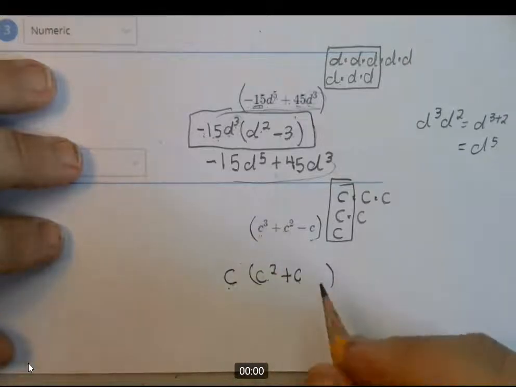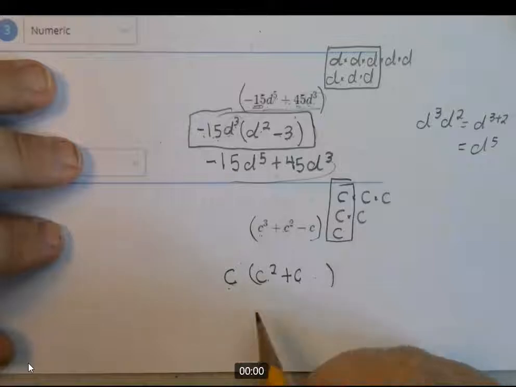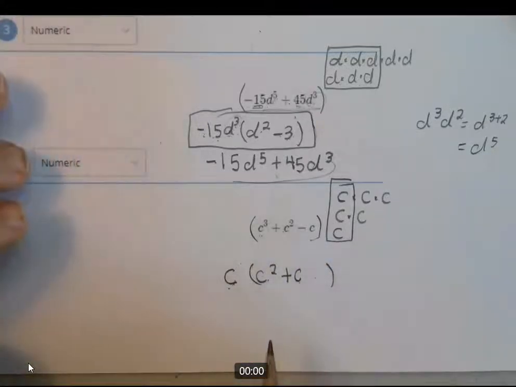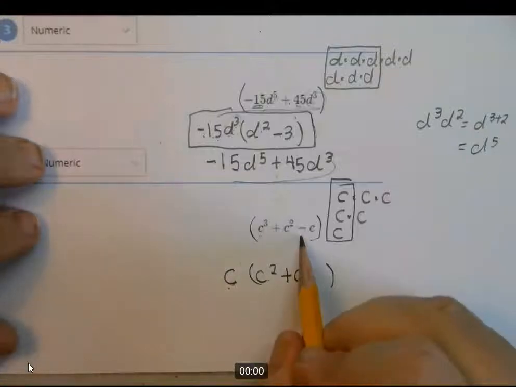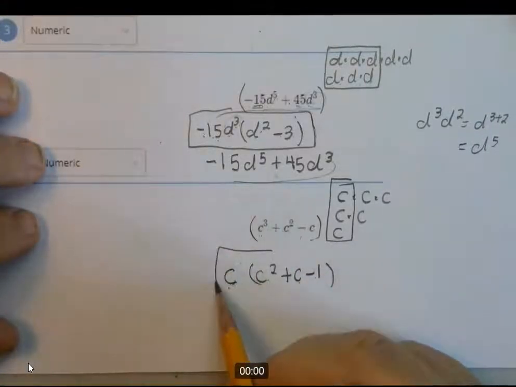And this last one for some students is the trickiest. C times what gives you negative c? You don't need any more c's. You already have a c there and you have a c there, just 1 to the first power. So what do we need to do to get the negative sign? You have to have a minus 1 there. So that is the answer to this.